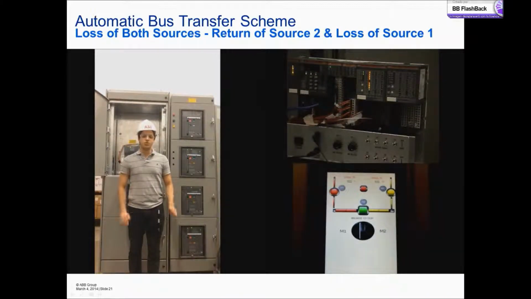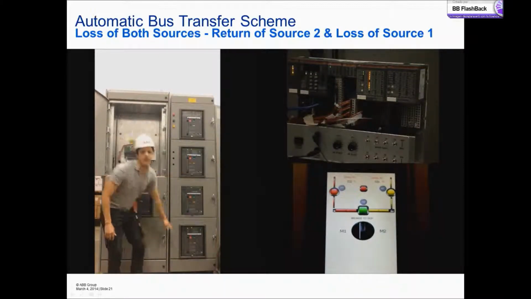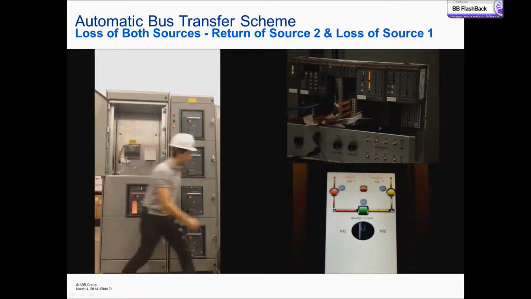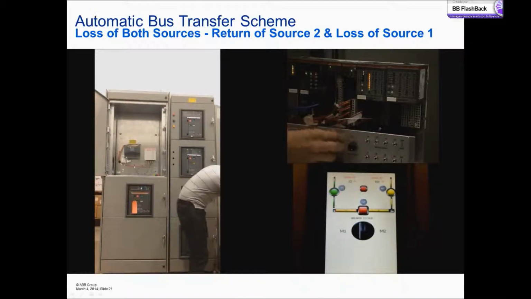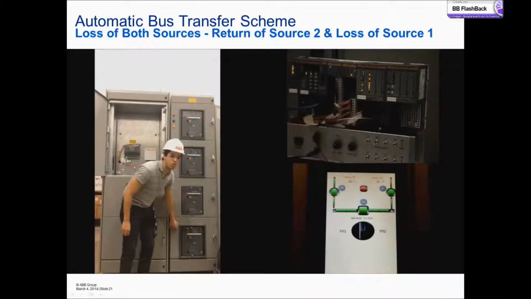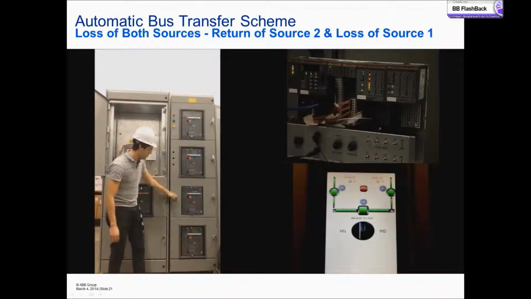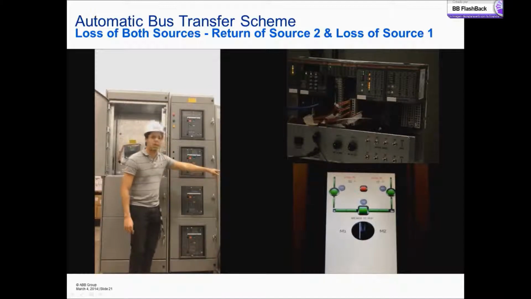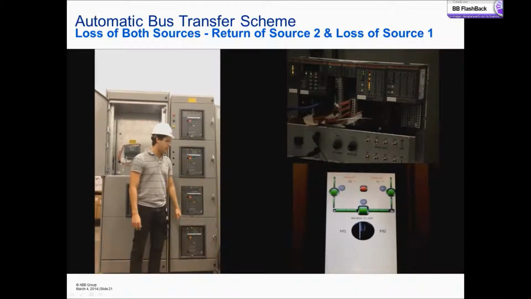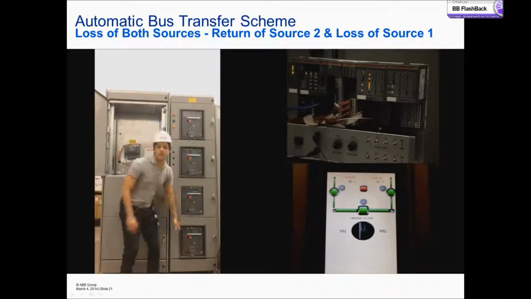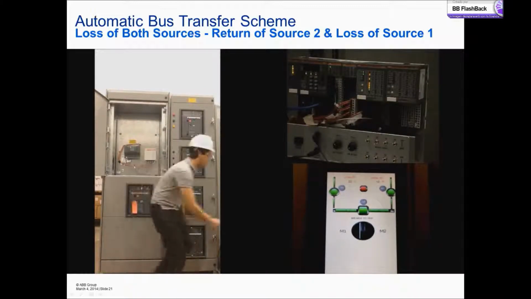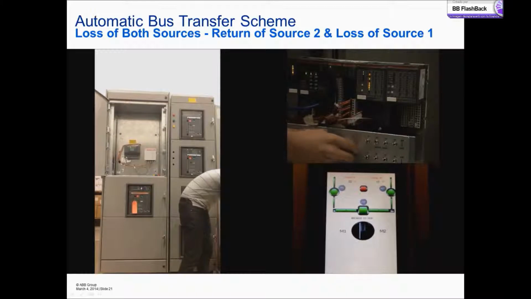Suppose we lose both sources, which is main 1 and main 2. With the analog inputs, we lose main 1, we lose main 2, and everything is open. Open, open, open. And in our mimic in the HMI, we can see that everything is open. So we return main 2. We return the main voltage of the breaker number 2.